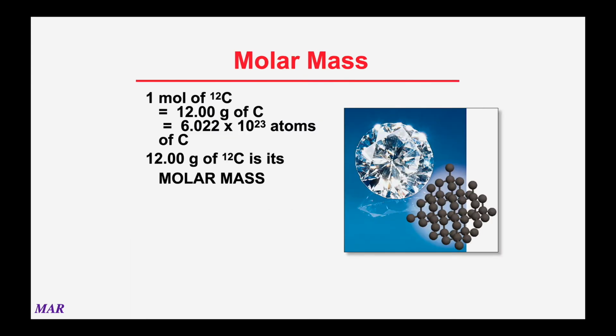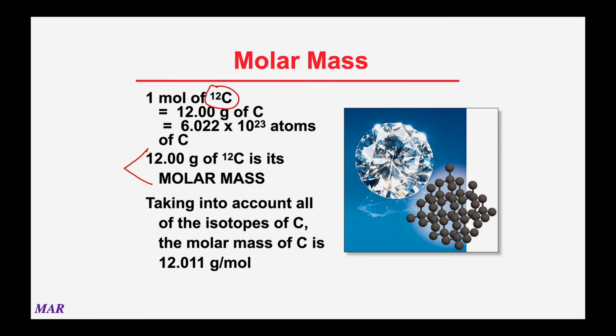If you have exactly 12.00 grams of pure carbon-12, and pure carbon-12, by the way, is hard to get because there are other isotopes in most carbon, but if you have exactly 12 grams of pure carbon-12, then you're going to have exactly 6.022 times 10 to the 23rd atoms of carbon. And they call this 12-gram number the molar mass. It's 12 grams of carbon in 1 mole of carbon. And this is only for pure carbon-12, by the way.